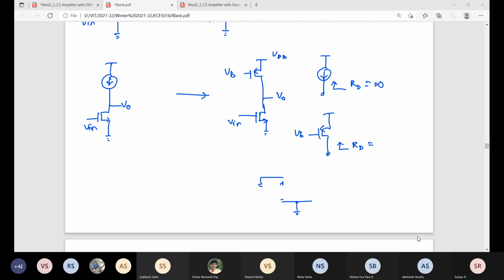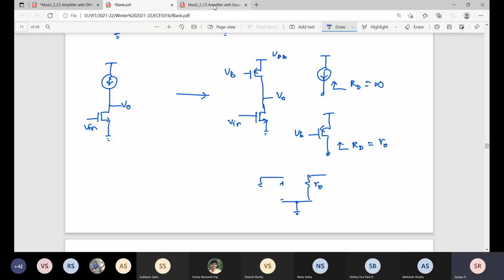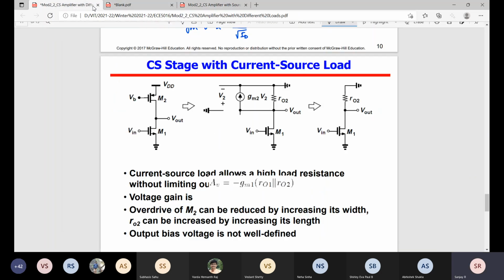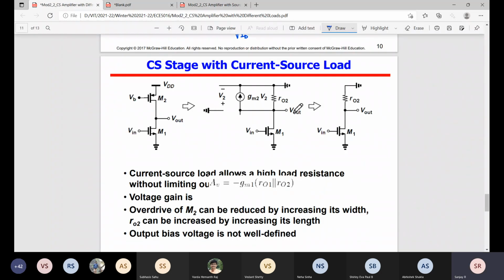No, you forgot one more effect. When I consider channel length modulation, what will be there? R naught. R naught will be there. So what will be the RD now? R naught. R naught is a higher value, not a smaller value. So you can see here, R naught will be there.